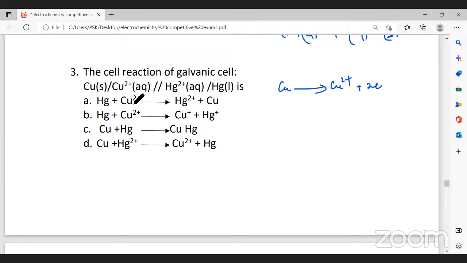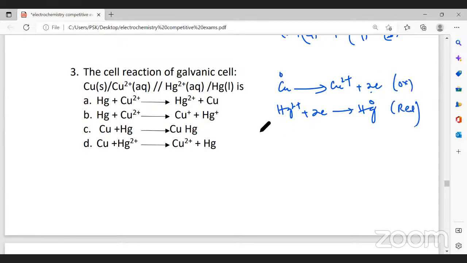And you can see here, mercury undergoes reduction. That means this Hg2+ accepts 2 electrons and gets reduced to what? Mercury, where the charge is 0. From +2 to 0, a decrease in charge, is reduction. From 0 to +2, it's oxidation.